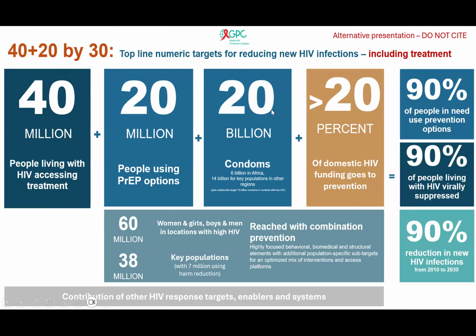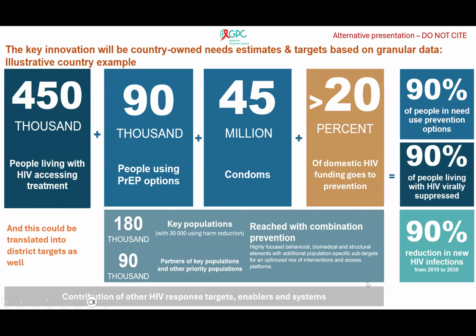And then, am I too fast? And then we have people-centered targets in terms of the number of people reached with prevention options. And then, in a key population epidemic, and this is much more important here, what this framing of prevention could look like is in this slide.